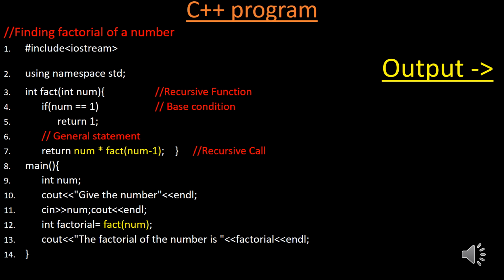In this way, all the numbers below will get multiplied and it finally returns to the calling portion in the main function. This is the main function. The returning value is stored in the variable factorial and it is being printed. This is how the recursive function is used to get the factorial of a number.